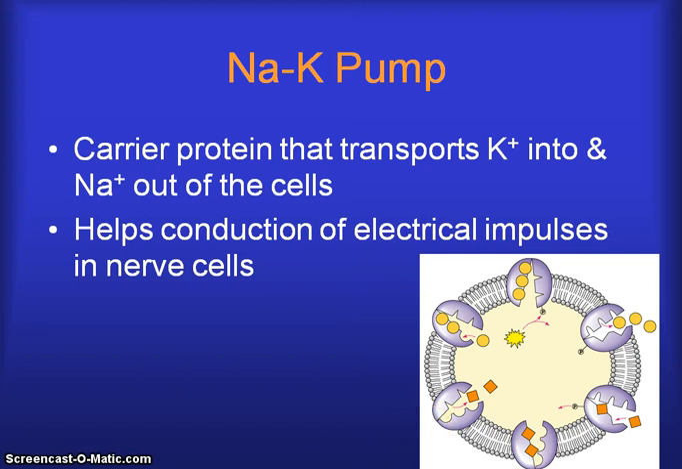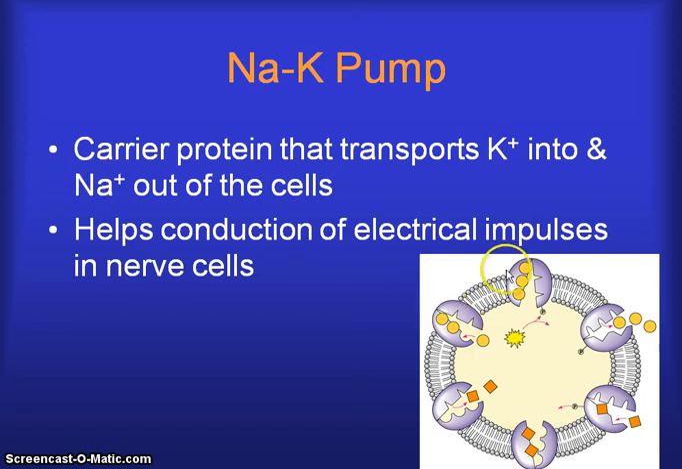One of the most common forms of active transport in the cell is called the sodium-potassium pump. Generally, when you see the word pump, that should indicate that it is a form of active transport and will require energy in order to function. The sodium-potassium pump is a system of carrier proteins that help to transport potassium or K+ ions into the cell and sodium or Na+ ions out of the cell.